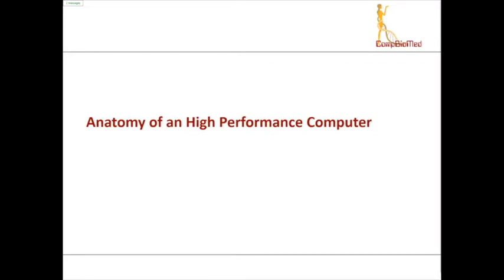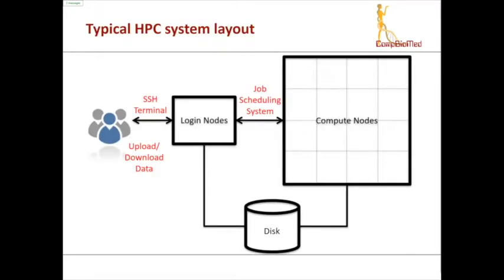But the anatomy of a high-performance computer. I think this is a very good slide. On the right-hand side here, the large box, we call these compute nodes, or sometimes they're called back-end nodes. And in this case, we have 16 of them. And to the left there, we have a login node, or sometimes called a front-end node. And that is how users access this large compute resource on the right-hand side, the compute nodes.